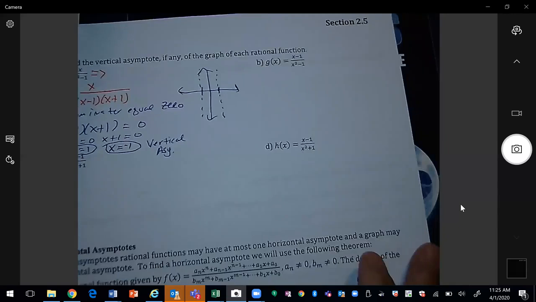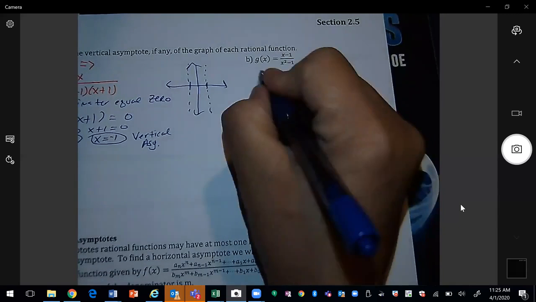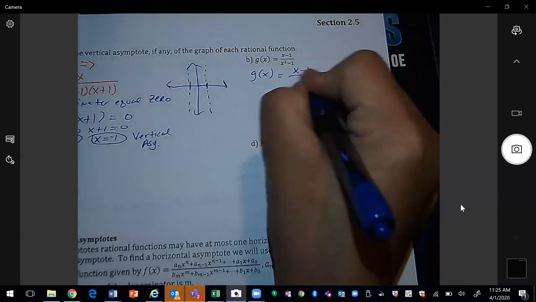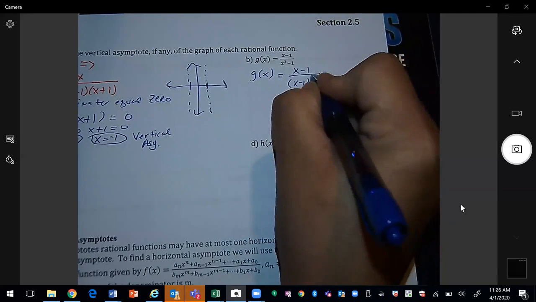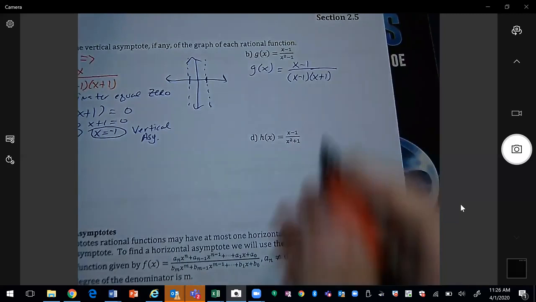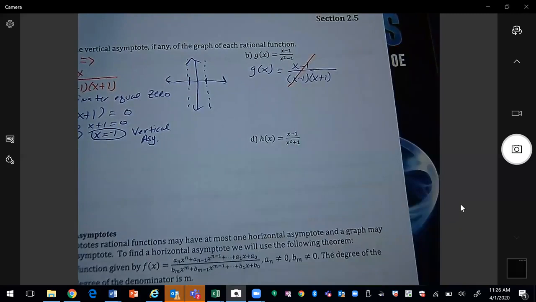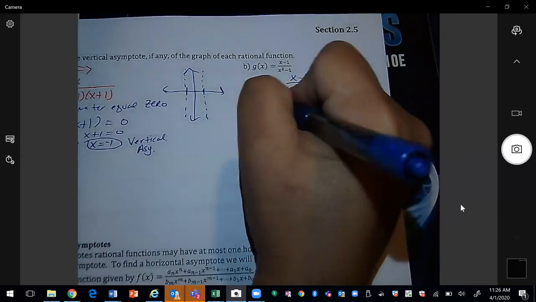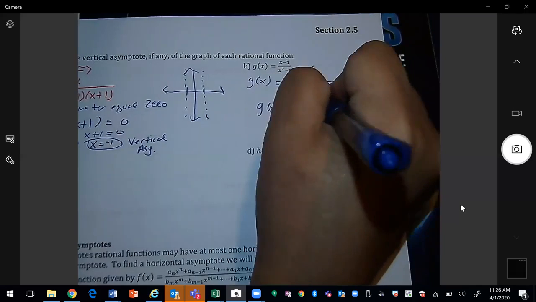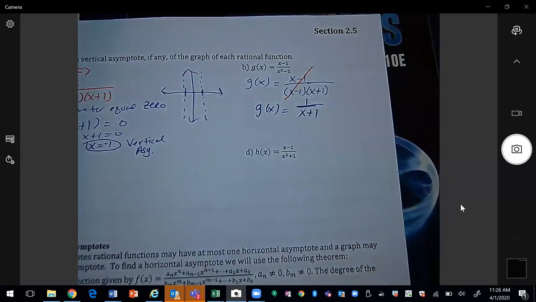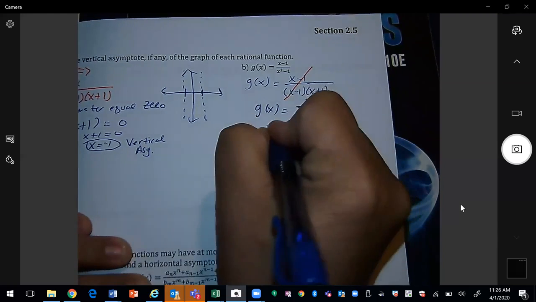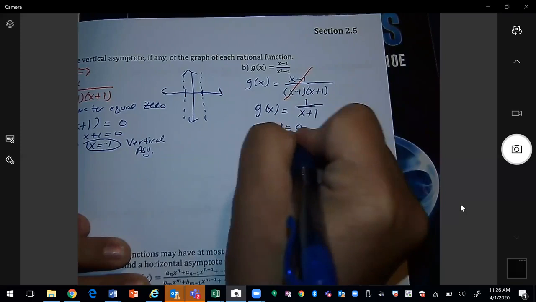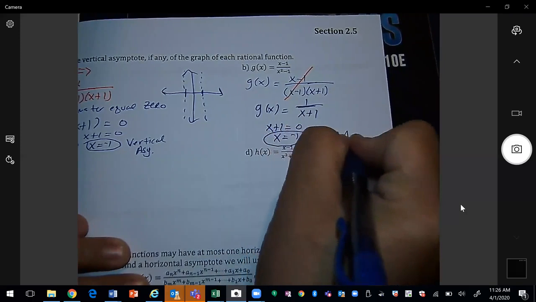Okay, so if we go to B, we make sure that it's factored already. So x minus 1 is factored, but x squared minus 1, we can factor it as x minus 1, x plus 1. And then we ask ourselves, can we cancel any like terms? So here, I can cancel this term. And so after canceling, I'm left with g of x is equal to 1 over x plus 1. Okay, so now we can set the denominator equal to 0. So x is equal to -1. This is your vertical asymptote.